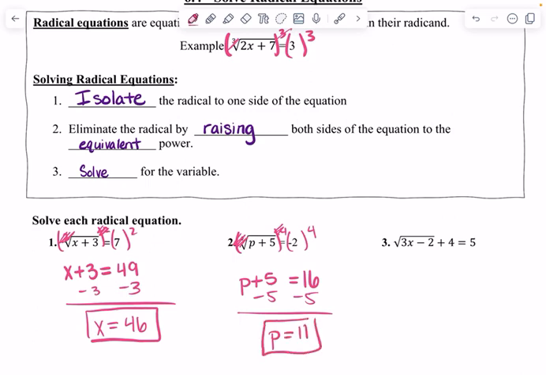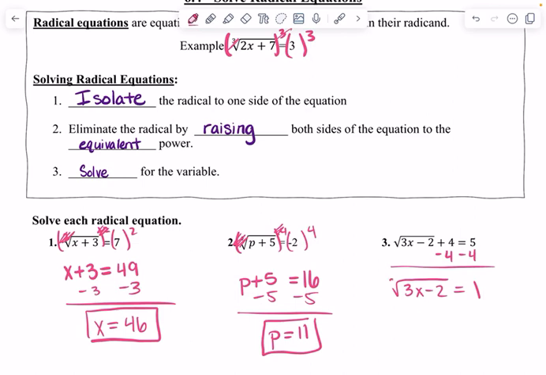So for number 3, this part here is your root. So before we can square both sides, you would want to isolate that by moving the 4 over, then undoing that root. So we're going to subtract 4. You have the square root of 3x minus 2 equals 1.